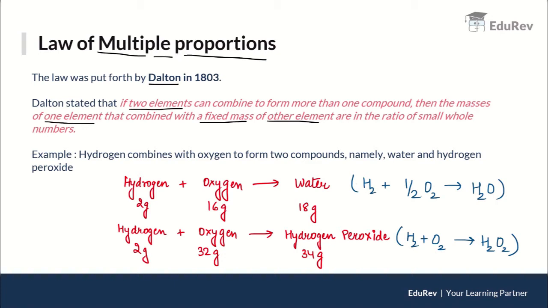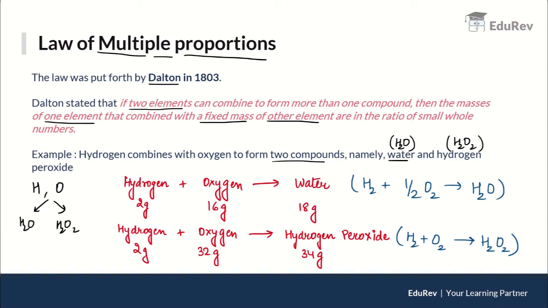Let's say hydrogen combines with oxygen to form two compounds, namely water represented by H2O and hydrogen peroxide represented by H2O2. Okay, so here hydrogen plus oxygen gives water, and in the other reaction it gives hydrogen peroxide. So here you can see that hydrogen and oxygen have formed two types of compound. One is water and one is hydrogen peroxide, right?